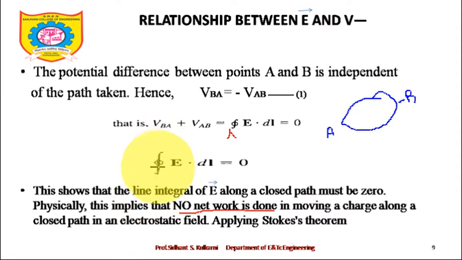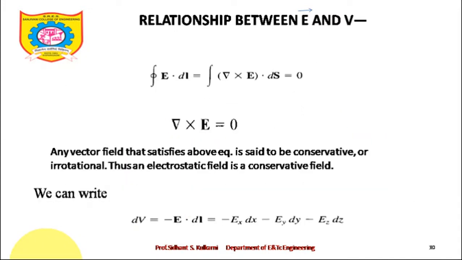If that is so, we also understood Stokes theorem while understanding the basic concepts of vector calculus. So we will apply Stokes theorem here. The closed line integral of E bar dot dl bar equals the surface integral of del cross E bar dot ds bar. The closed line forms a surface. I'll explain with one example. Let's say I am starting with this point.